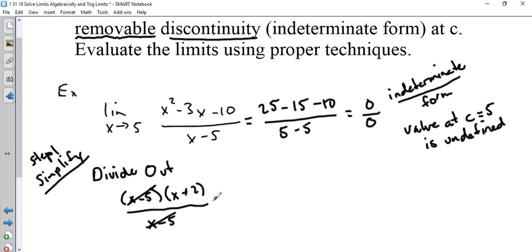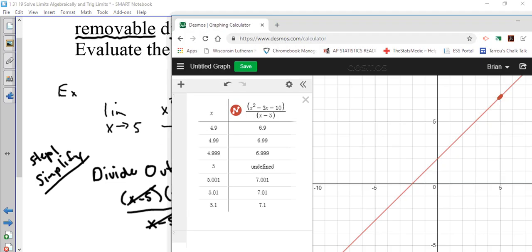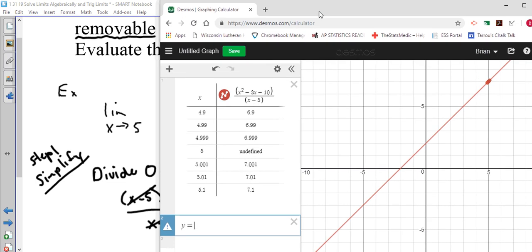What will happen is that with this canceled out, what we have now is a new function, a simplified function, which is actually the same as this function everywhere. So if I go to this one more time and graph this function, y equals x plus 2, you see that it overlaps this function exactly, except that it's actually defined at 5.